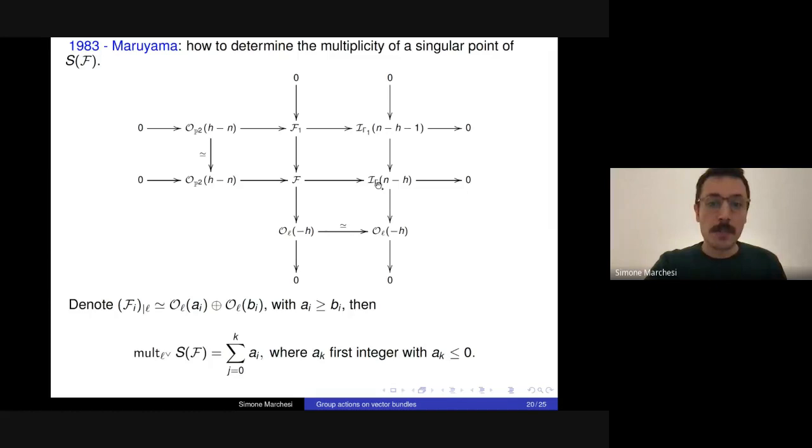You take a jumping line, and then you see what the intersection given by gamma with your line is. In this case, it will be a zero-dimensional scheme of length n, because this zero-dimensional scheme of length n associated to this O_P2(H minus n) gives here a summand O(H). And then here, having taken away n points, this splits as the structure sheaf of the zero-dimensional scheme and O_L(-H). And so the splitting is given by considering this intersection of the line with gamma.